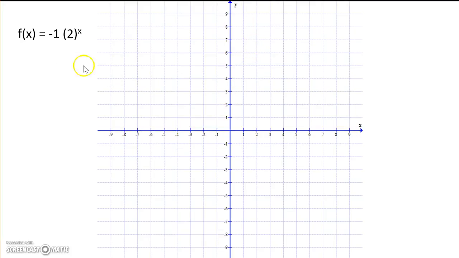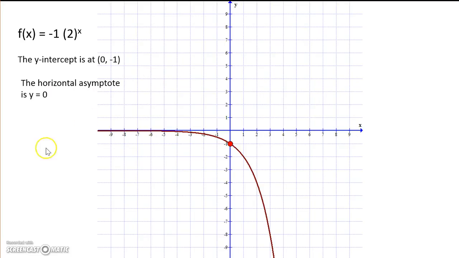Okay, negative 1. So again, I'm multiplying, so it's going to be stretched, but in the opposite direction. The y-intercept is going to be k + c, so negative 1 + 0, and the asymptote is going to be y = c, c is 0, there you go. So it's going to go down from the asymptote. And if you're not sure, just put in a number and check. 2 to the 1 is 2, negative 1 times 2 is negative 2, so (1, -2) fits. (2, -4), check it out, yep, fits.